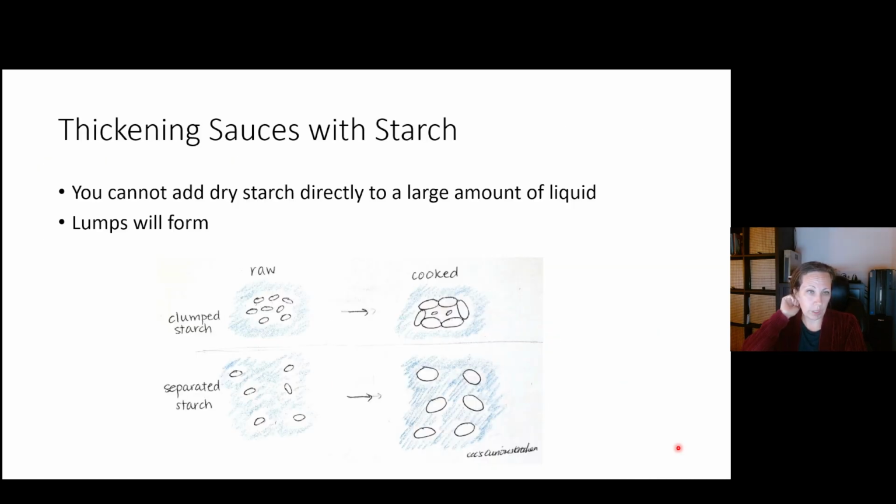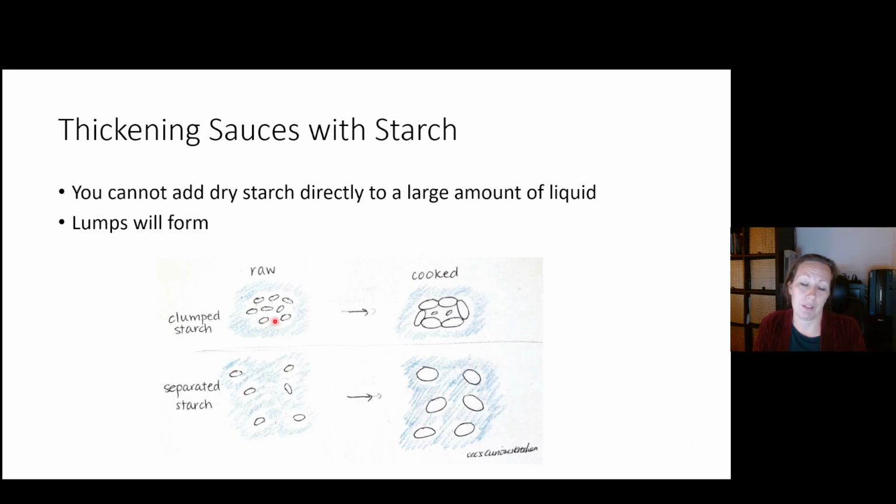So how do we thicken sauces with starch? Thinking mostly about home cooking, but it also applies at a commercial level. They would do this at a bigger scale. So the key thing with starch is that you cannot add dry starch directly to a large amount of liquid because it's going to form lumps that are really difficult to get rid of.